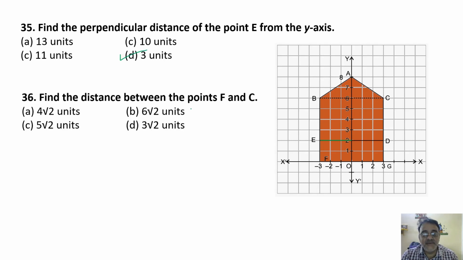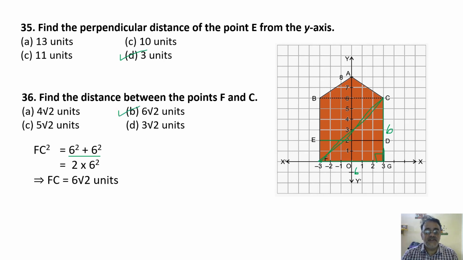Next, find the distance between the points F and C. F is here and C is here. See, I am forming a right triangle, I have joined this point and this point, C, carefully, and I am joining FC. Okay? And this is a right triangle and the length of this side is 6 and this side is also 6. So by Pythagoras theorem, FC square will be 6 square plus 6 square, that is 2 times 6 square. So FC will be 6 root 2 units, and the correct option is option B.